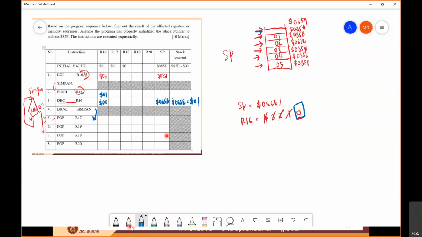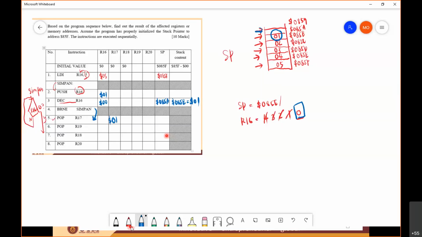So this is the answer that you should return right before you exit the loop. Okay, next, then you pop R17. So what happens when you pop? You retrieve this value here from the stack and put it to your register. So 01 is put to R17.